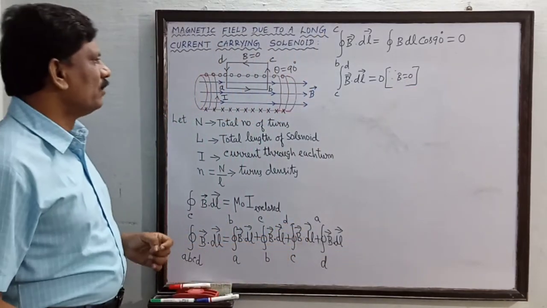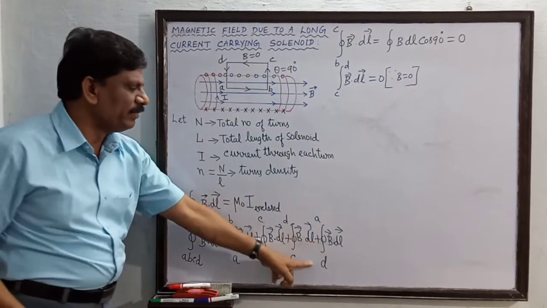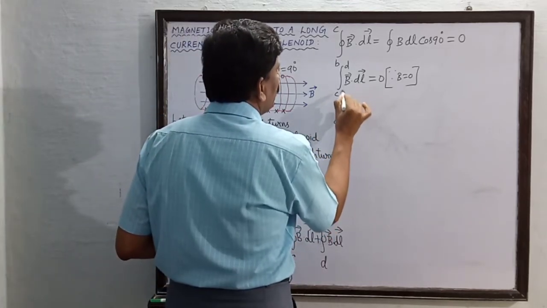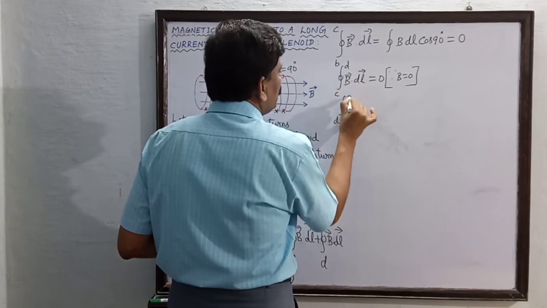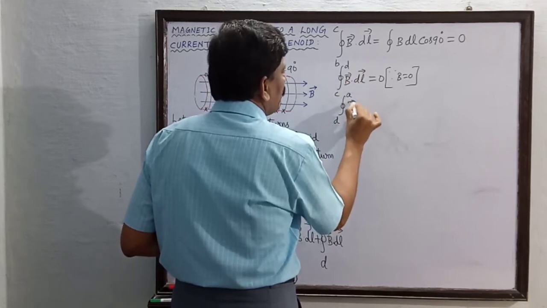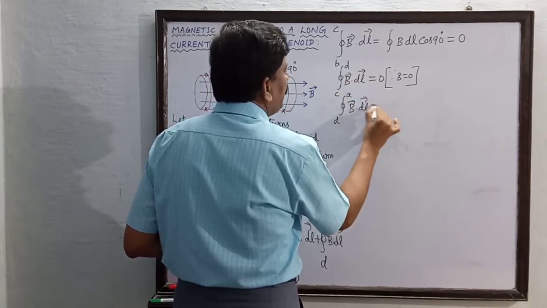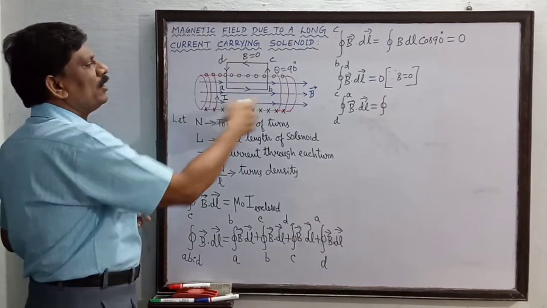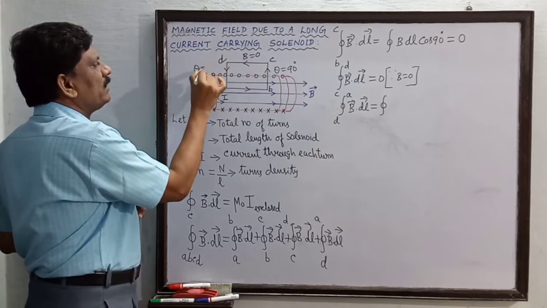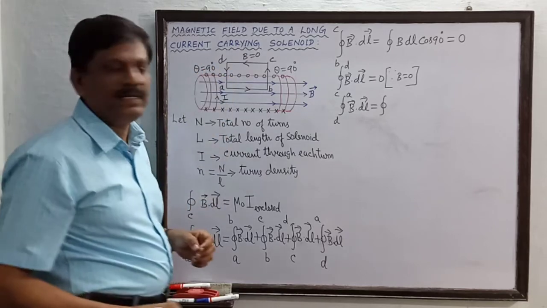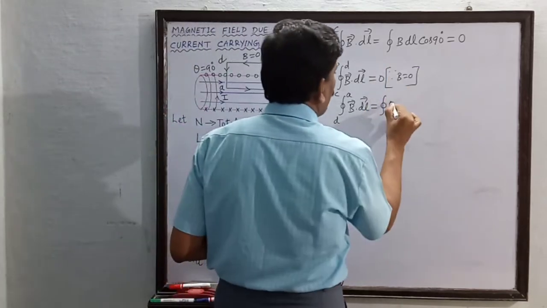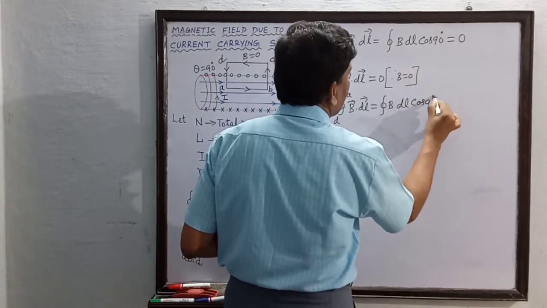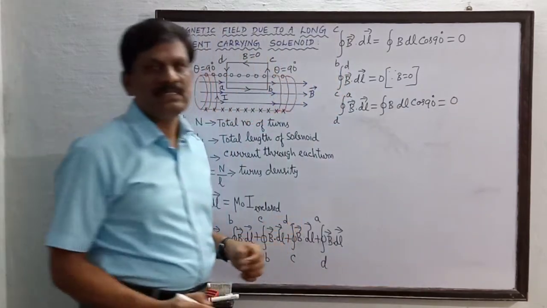Okay. Now we come to the next, the fourth element, namely D to A. So what is the closed integral D to A? D to A, closed integral B dot dl is once again, you see here, D to A is perpendicular to the magnetic field. So here also theta is equal to 90 degree. Therefore this is equal to B into dl into cos of 90 degree. That is equal to 0.